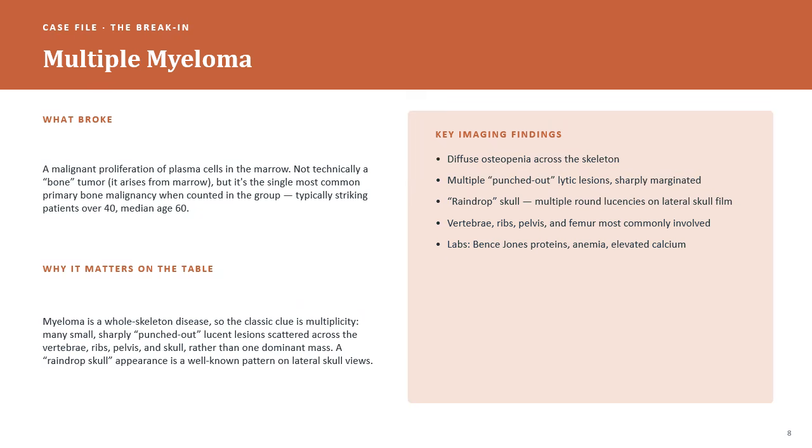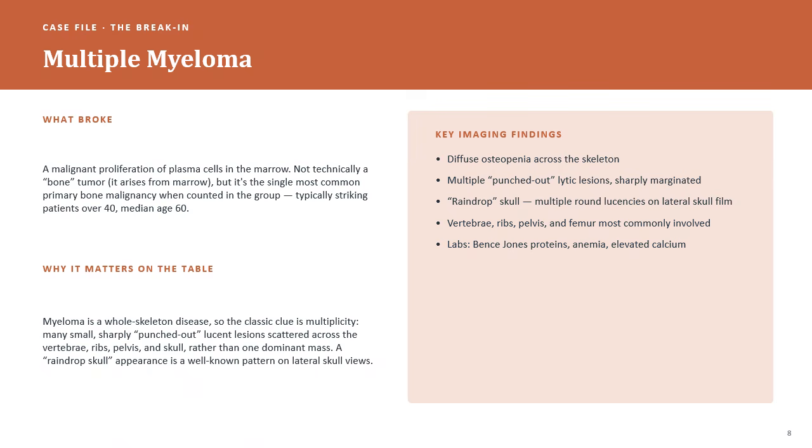Next to osteosarcoma, we have the case file for multiple myeloma. All right, multiple myeloma is a malignant growth of plasma cells that are located in the bone marrow. They don't technically consider this to be a bone tumor because it arises in the marrow, but we still do count it in the group. The most common primary bone malignancy is multiple myeloma, and the patient age range that it strikes is typically patients over 40. Most often those patients are around age 60.